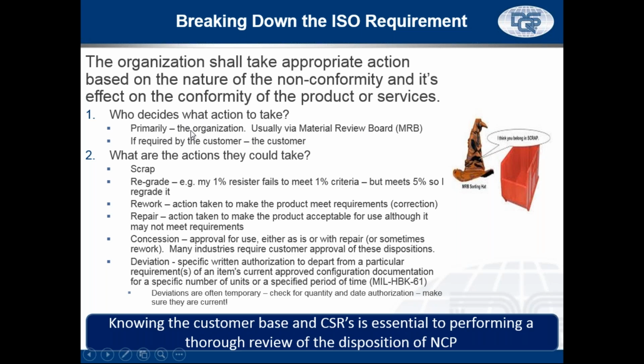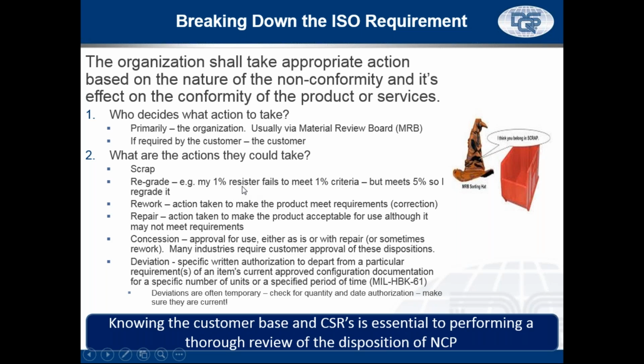And I said usually it's the organization. That's because sometimes it might be the customer. If they want to ship on a concession or use-as-is type disposition or repair, which we'll talk about in just a second, those typically require a customer approval to do it. So what are the actions they could take? Well, they could scrap something. They could regrade it, and hopefully I tried to use my example from memory, and hopefully I got it right.